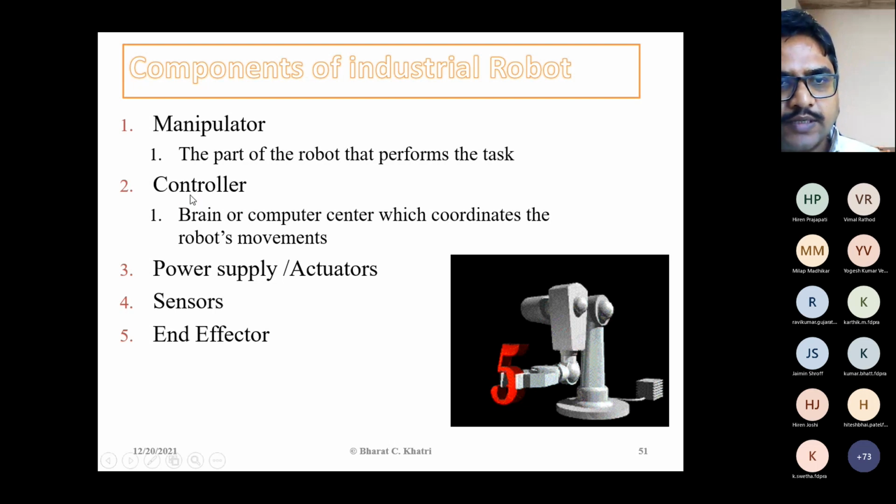The second one is the controller, that is the brain. You can see the computer center which coordinates the robot movements. The third one is the power supply and the actuator, the different types of drives that are attached to the body, and the sensor and the indicator.